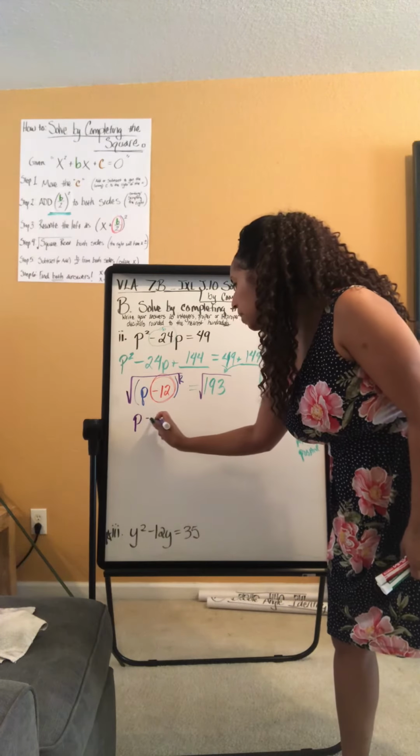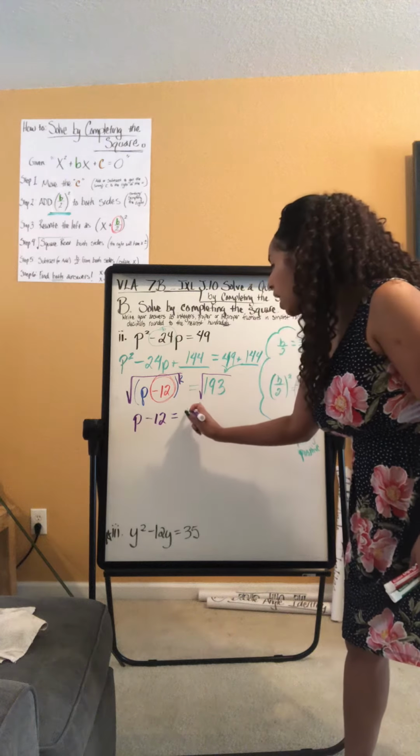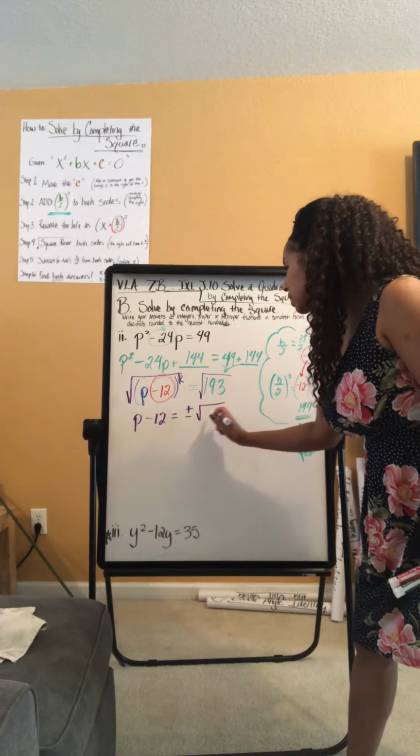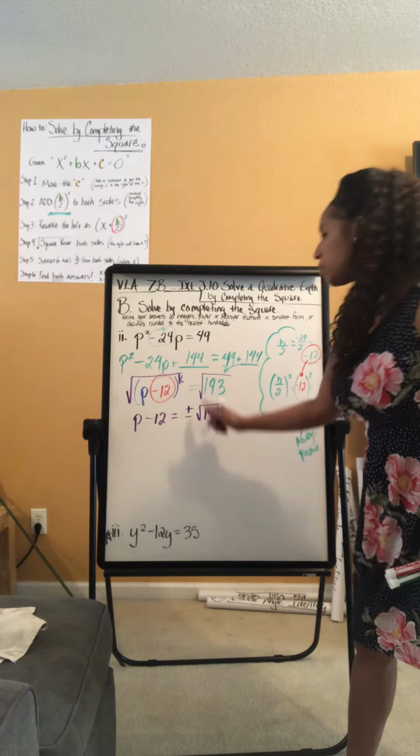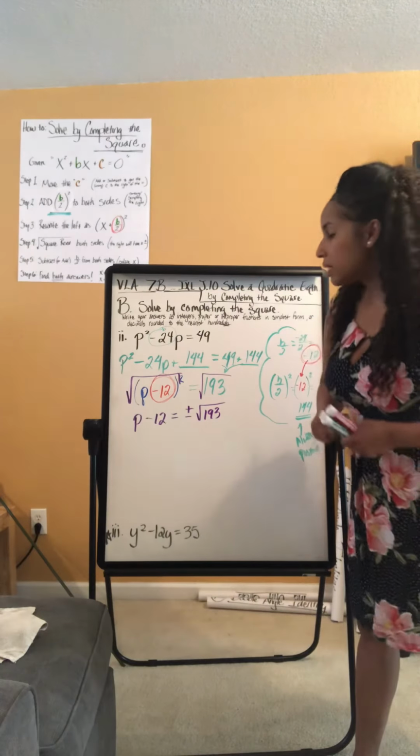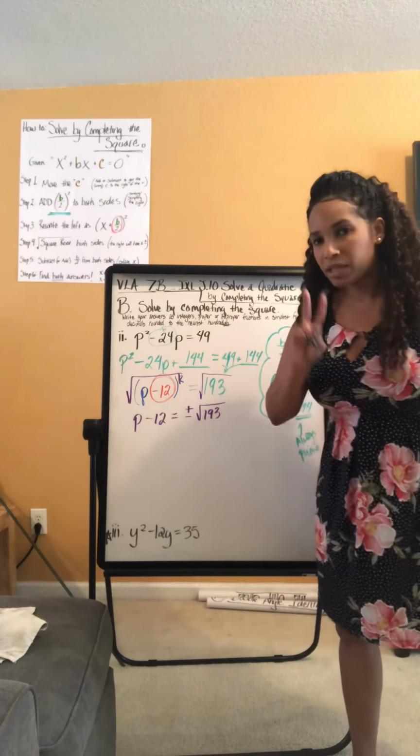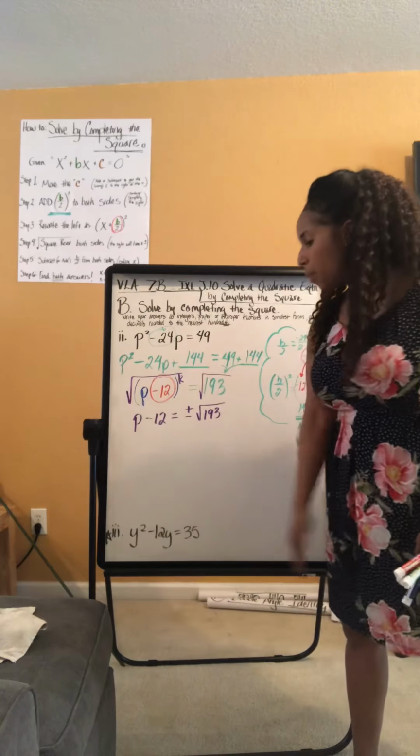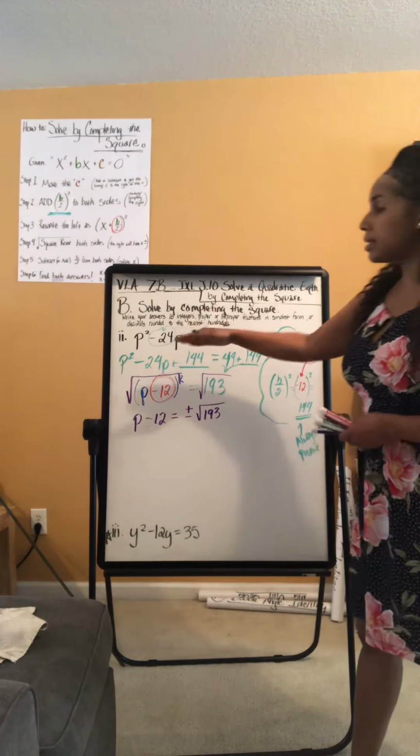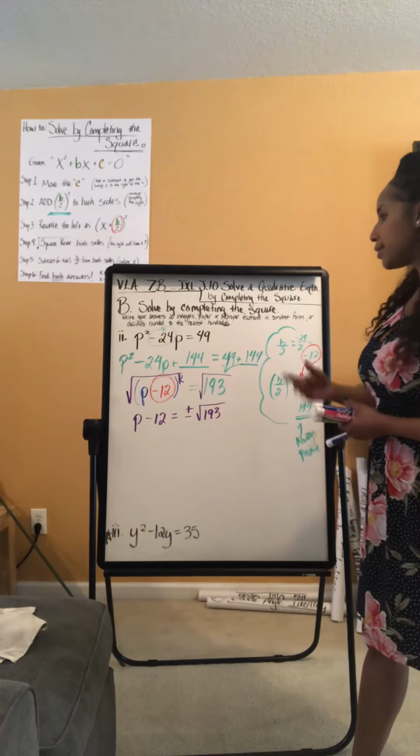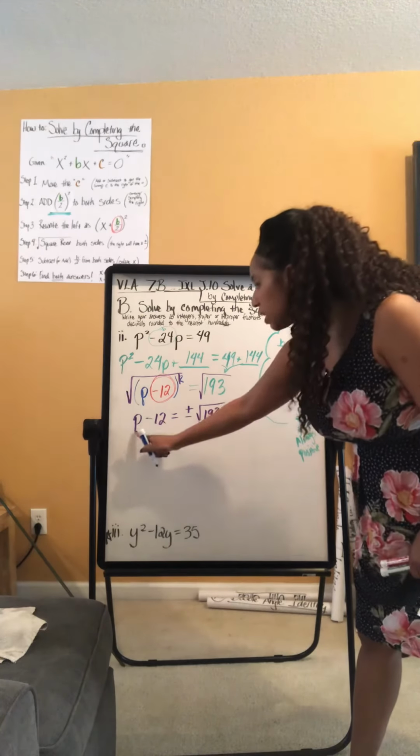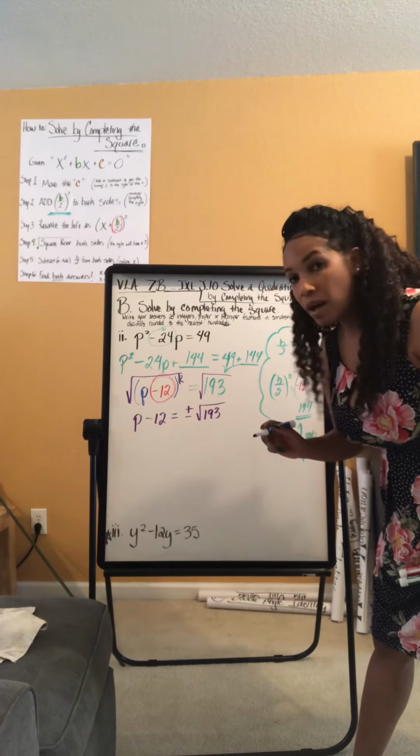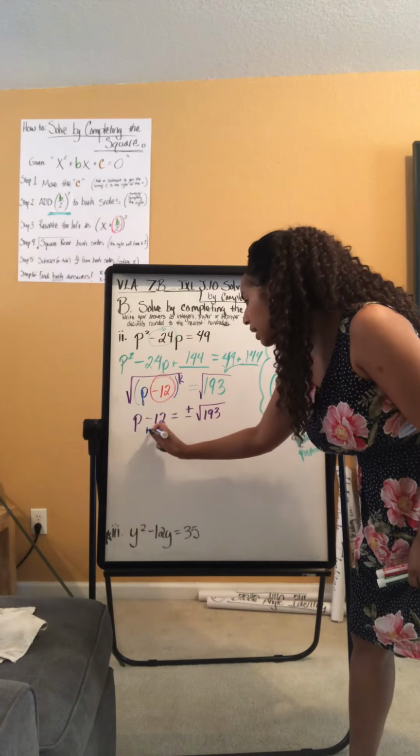I have P minus 12 equals, but I have to remember there's a plus or minus in front of this square root. Whatever number you square root is going to have a plus or minus in front of it because there are two answers because this P was to the second power. Everything is a quadratic, meaning it's to the second power. Its degree is a 2. All right, last step to get P all alone, I need to get rid of this minus 12, and I will do that by adding 12.